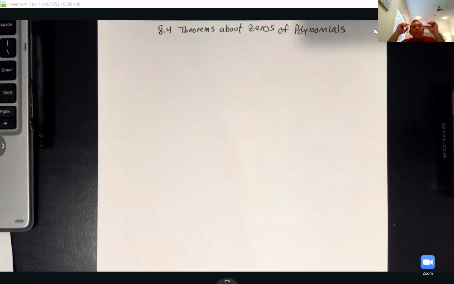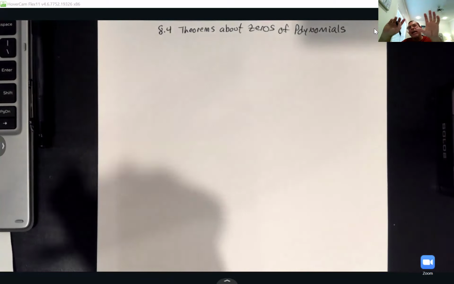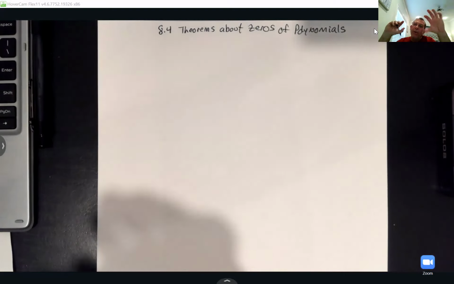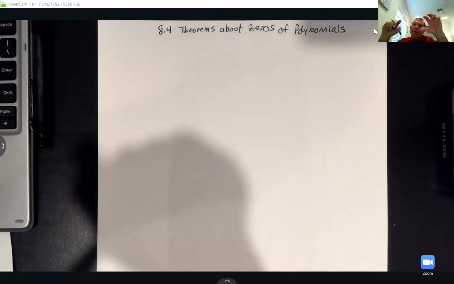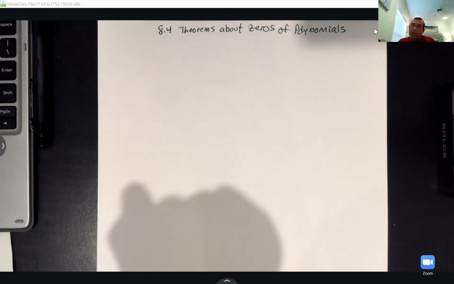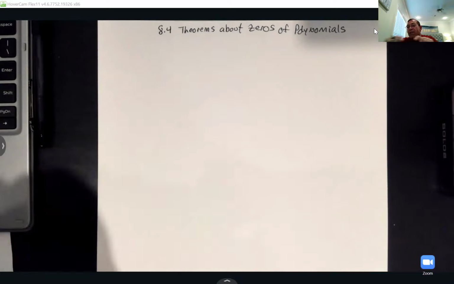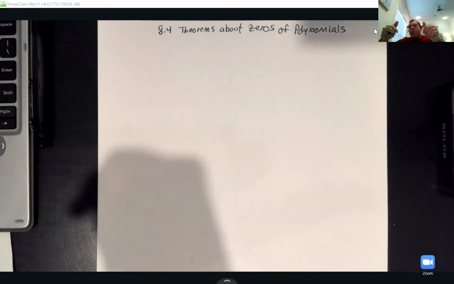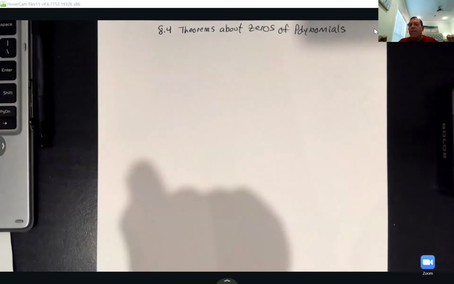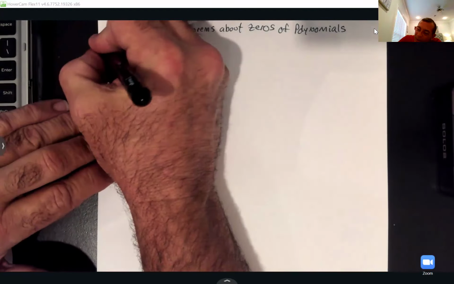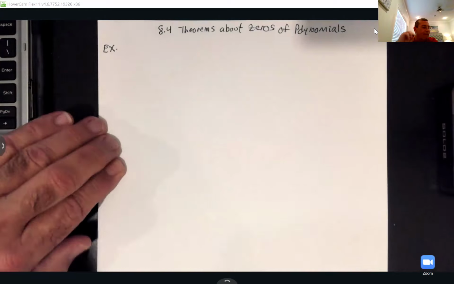So this first part starts out sort of going in reverse. You remember the other day, we got a polynomial and we factored them and we found zeros that way. Well, today we're going to start with the zeros and work backwards and come up with the polynomial. So let's work through one of these.